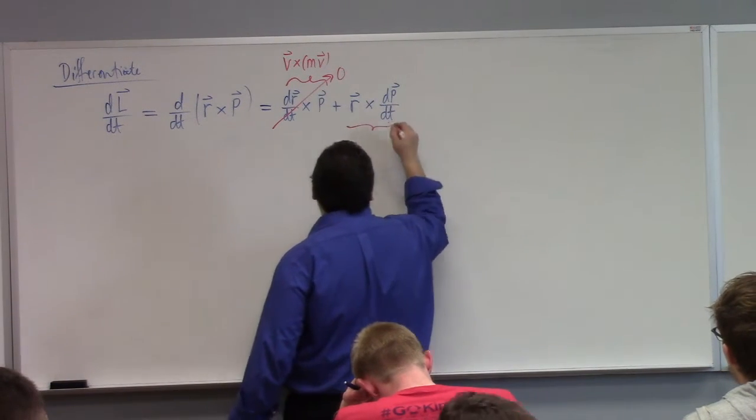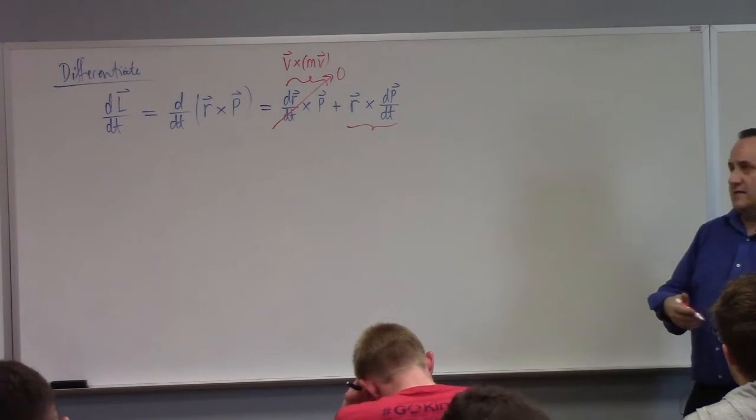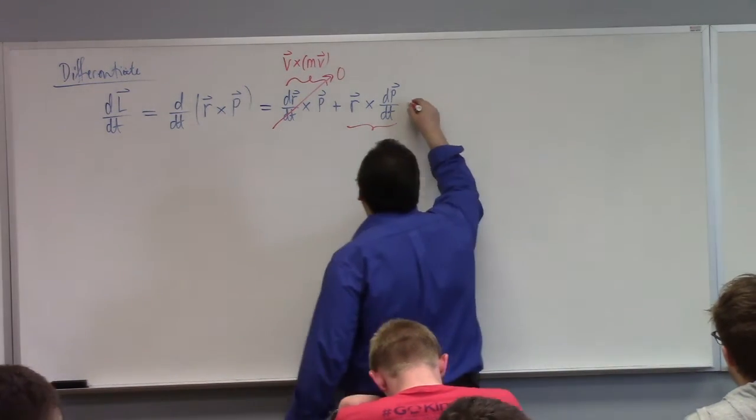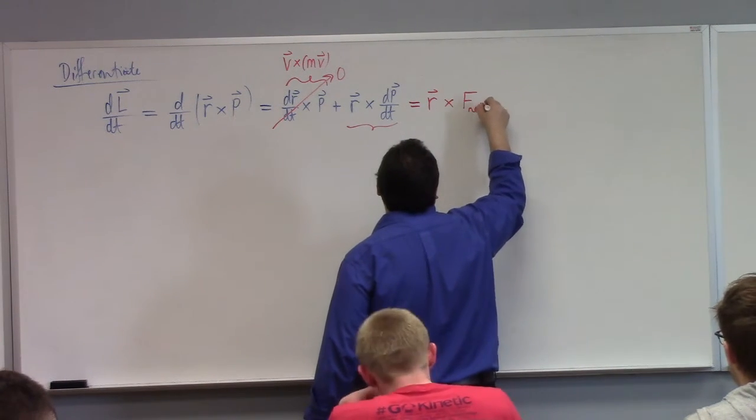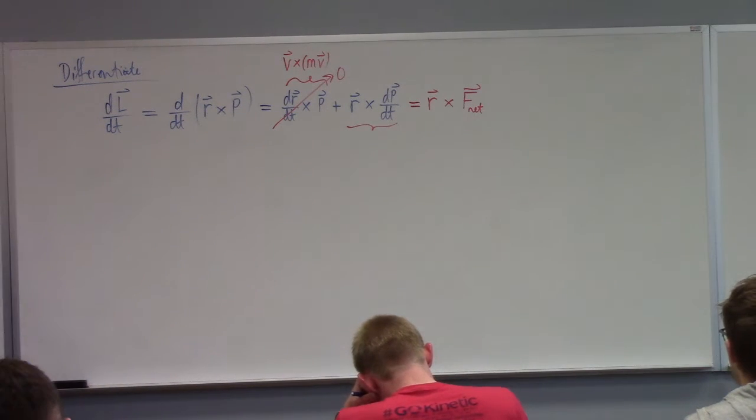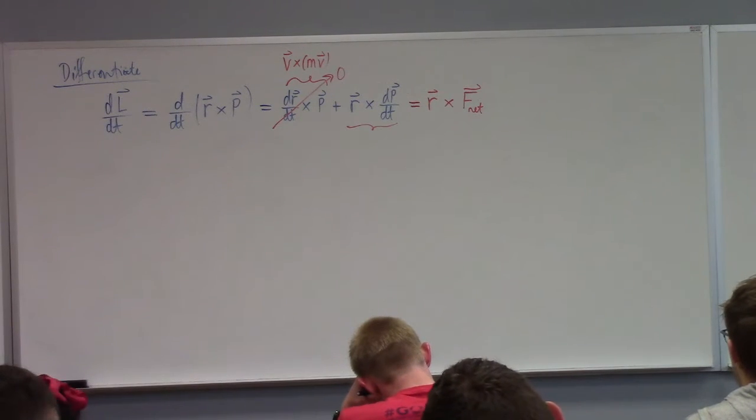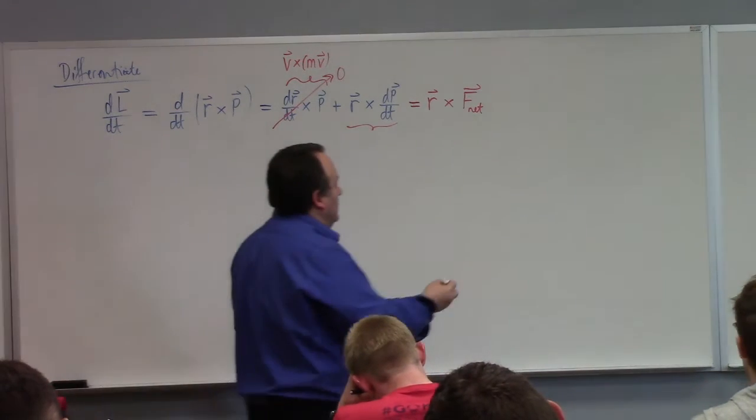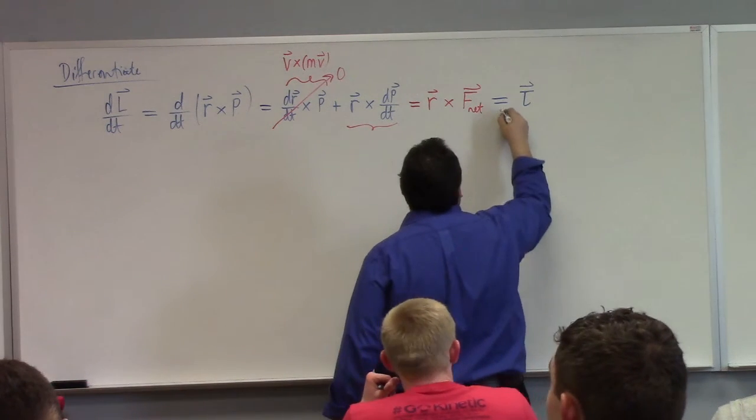And this, on the other hand, is what? What is dp dt? Well, Newton's second law says that that's equal to the net force that acts on m, right? So this is so important that it gets a name. This is called the torque, right? The torque with respect to the origin with which we're working, the origin at which r is 0. This is the torque. So that's a definition.